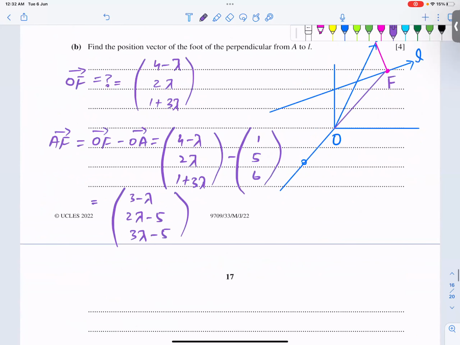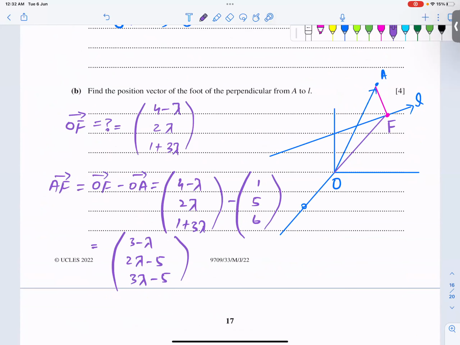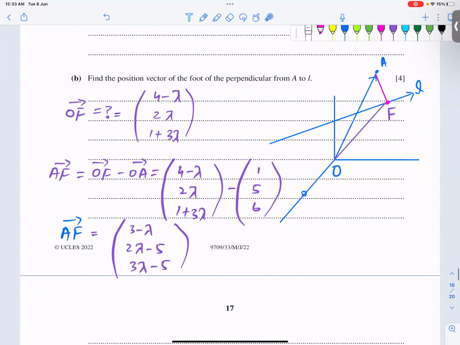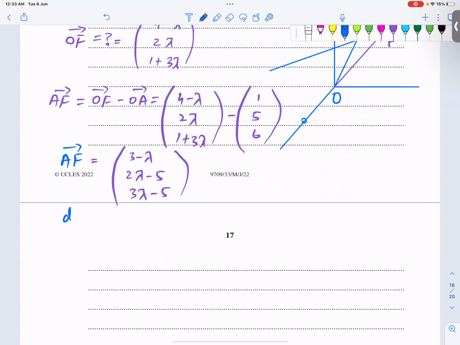Now, if you see the diagram, this was a rough diagram, but it will help you a lot. This vector is AF. If you see the diagram, you will see that this vector AF is actually perpendicular to the line. If it is perpendicular to the line, then it will definitely be perpendicular to its directional vector as well. So the directional vector D was equal to -1, 2, and 3.